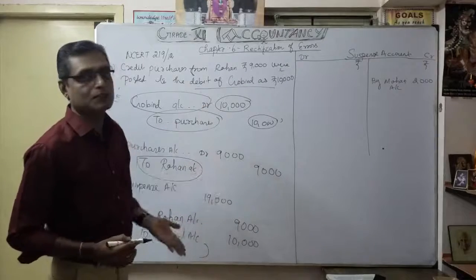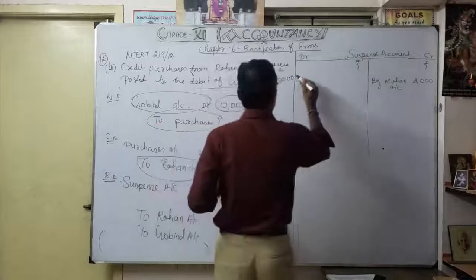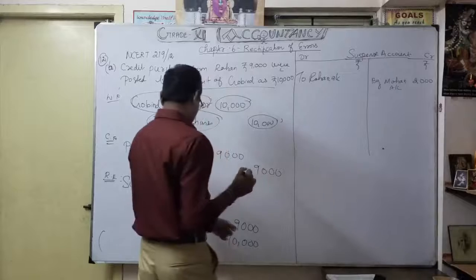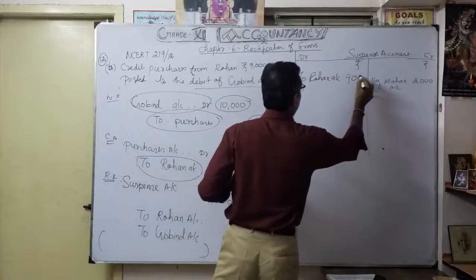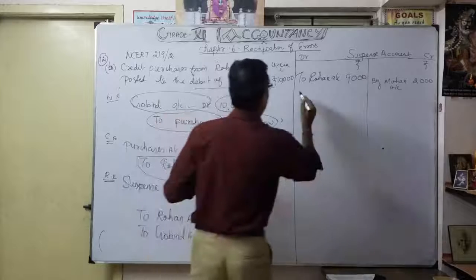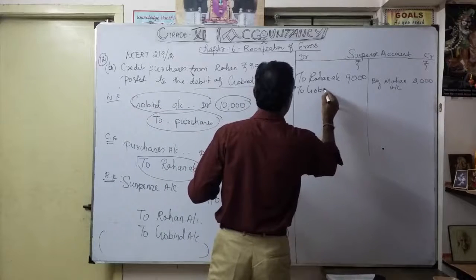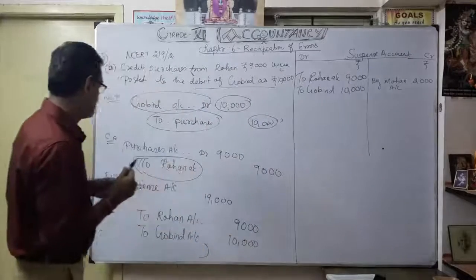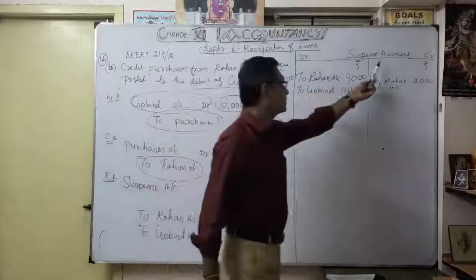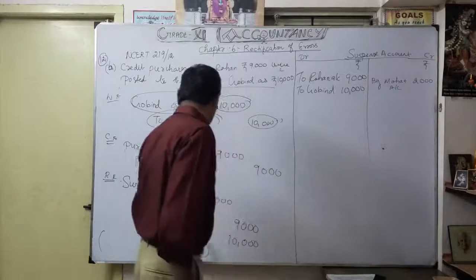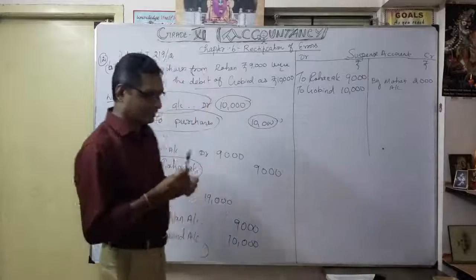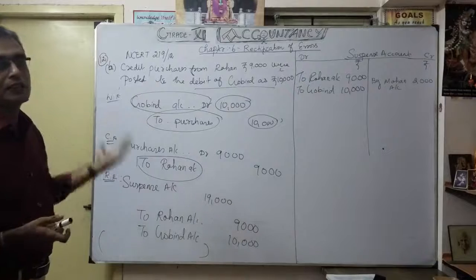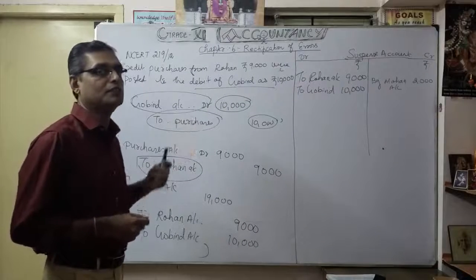Now you move on to the suspense account. How to do the suspense account? See, to Rogan account, how much? Here 9,000. To Gobind account 10,000. You understood now the second part? That's the suspense account based entry: suspense account debit, to Rogan account 9,000, to Gobind account 10,000. Now you enter the suspense account also. That's what you have to identify very clearly about our second transaction. Now you understood how we have to do the second transaction.